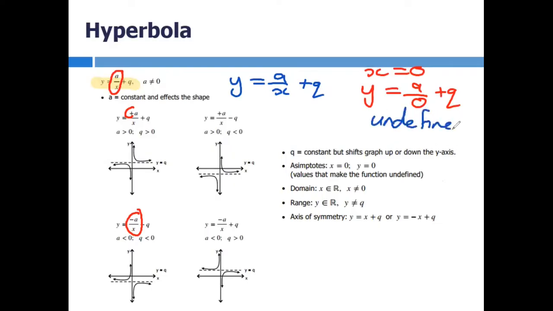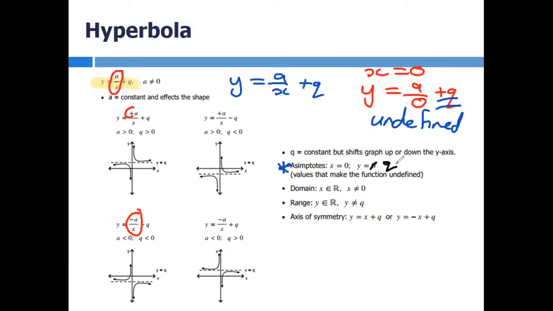So if it's undefined, we land up with what we call asymptotes. Okay. Your asymptote is always going to be at x equal to 0 and y equal to 0. Except for the fact, no, it's not going to be always at y equal to 0. Sorry, guys. This is going to be at y equals to that q value.